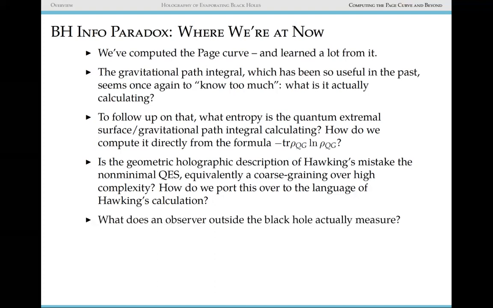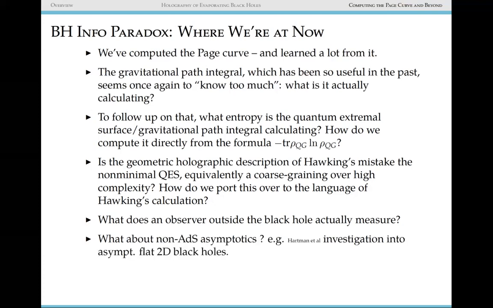And of course, there's the $1 million question. If you were an observer sitting outside the black hole and you collected all the radiation and you had an exponentially powerful quantum computer that you fed it to, what do you actually see? That's, of course, the resolution of the information paradox.